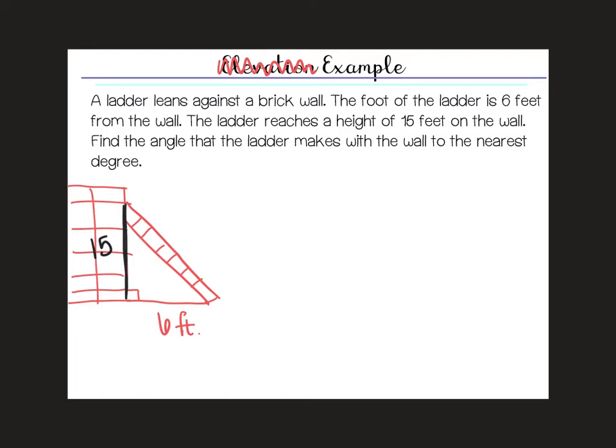And then it says, find the angle the ladder makes with the wall. So that's this angle right here. So I actually crossed off the top because it used to say elevation, but I'm actually thinking this is depression. So I just needed to correct that. Sorry about that. And then we're going to solve.